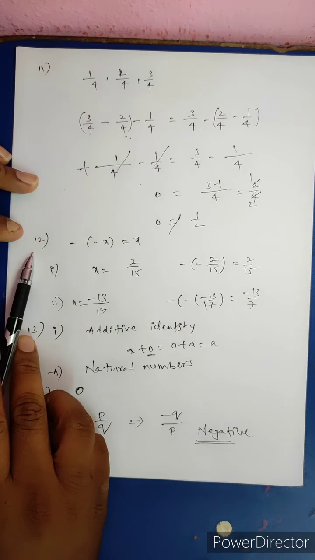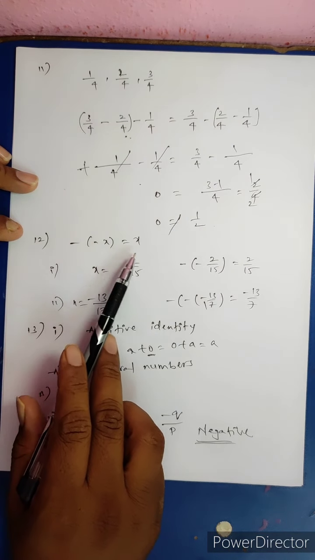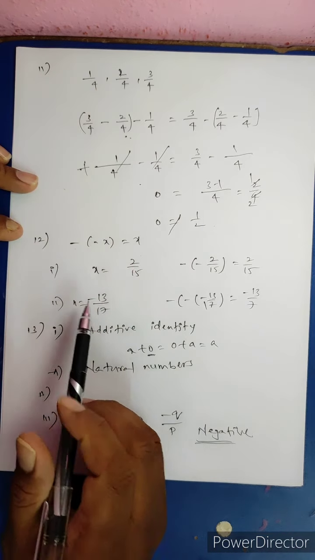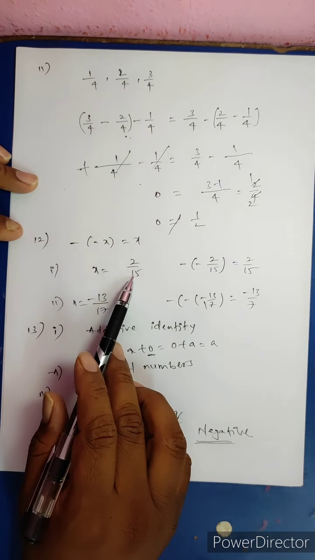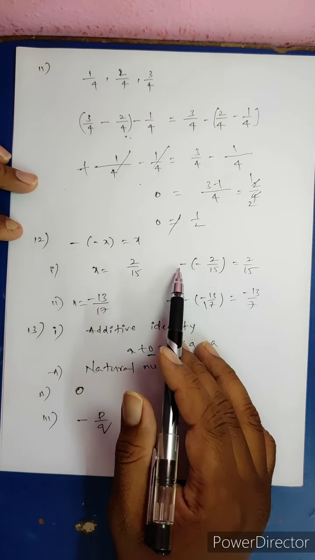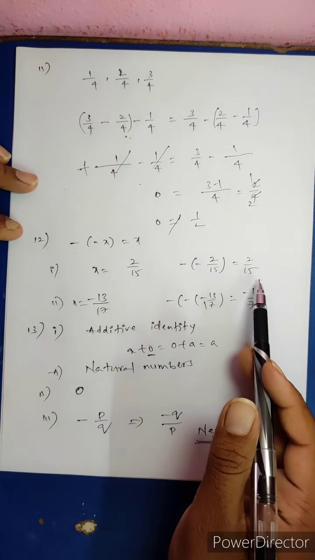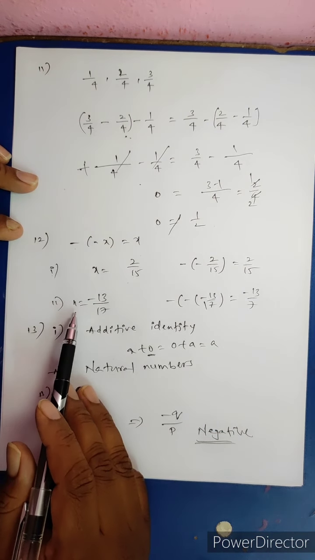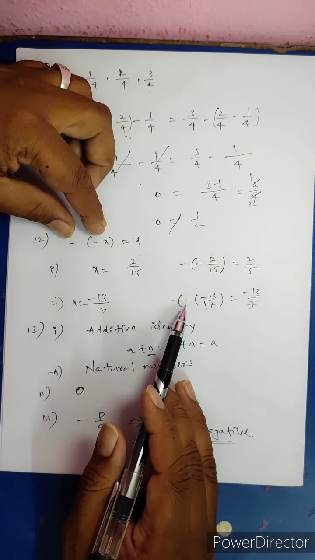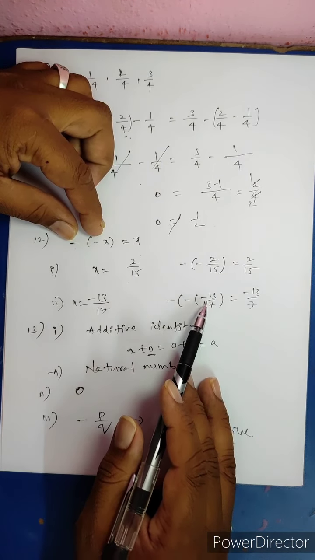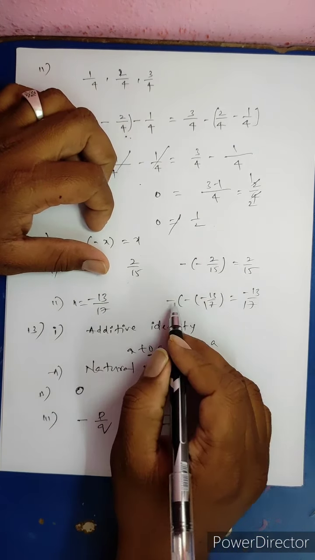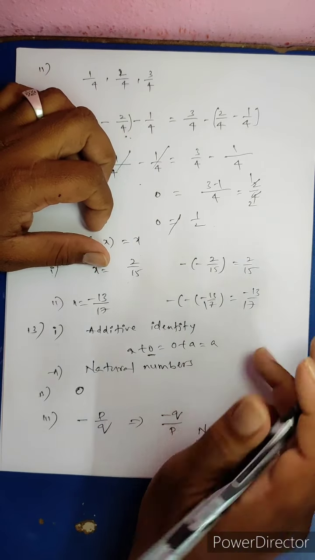Now the next, the 12th one: minus of minus x is equal to x. Is it true? Because minus into minus is plus, so x = x. First one, x = 2/15. Substitute x = 2/15: minus of -2/15 is minus into minus plus, same as it is, we get 2/15. Now the second one, x = -13/17. These two minuses are contained in the question. Minus into minus is plus, plus into minus is minus, so we get -13/17.